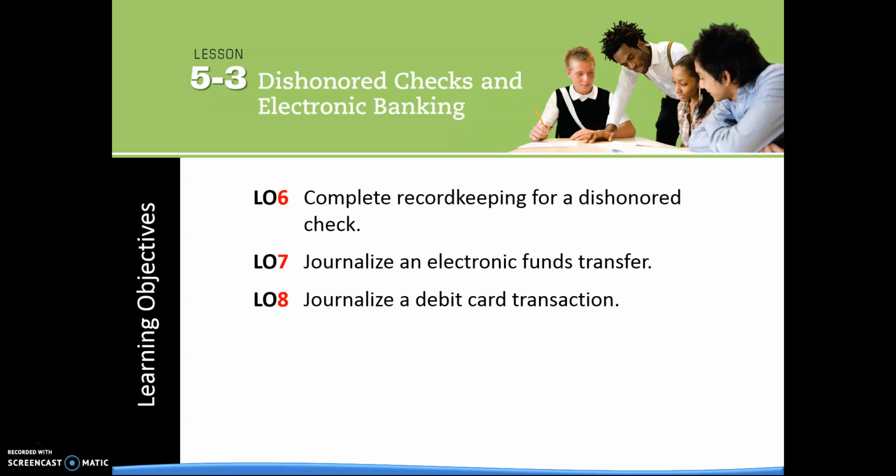Okay, kiddos, Section 3 in Chapter 5 is kind of a catch-all for random transactions that happen when you have a checking account. We're going to talk about recording a dishonored check. We're going to talk about electronic funds transfers, and we're also going to talk about debit card transactions.